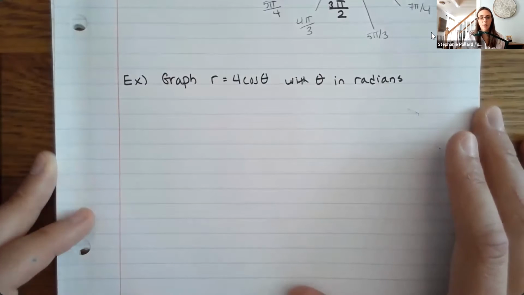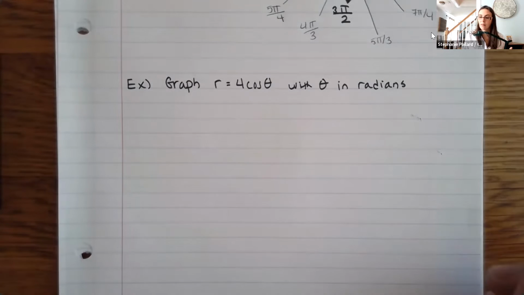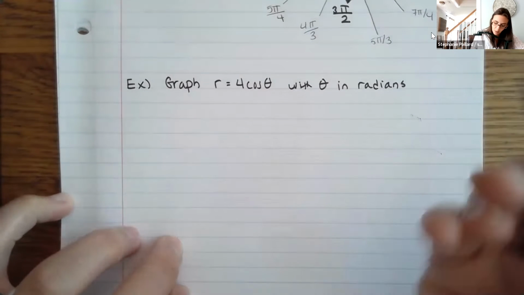So we're going to start with an example. We're going to graph r equals 4 cosine theta, and theta will be in radians. And we start the same way that we would do a normal graphing problem, by making a table. That's one way to do it. So we're still going to use the plotting points method here.